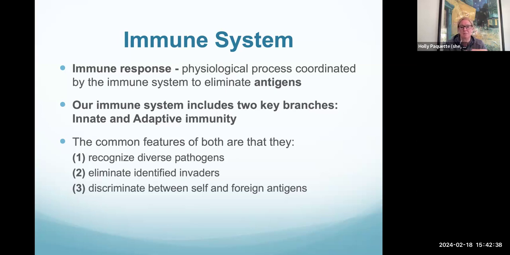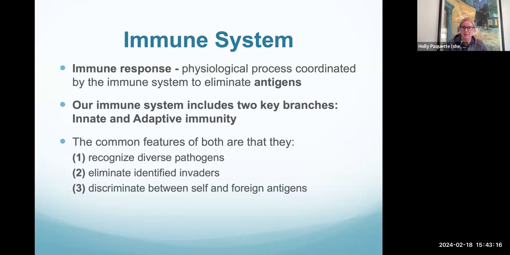And our immune system includes 2 key branches. In this lecture, I'm going to be talking about the innate immunity, and then in 5.3, I'll talk about the adaptive immunity. It is important to remember that both of these branches have the same goals. Number 1, they want to recognize diverse pathogens, so regardless of whether it's a virus, a bacteria, or some sort of parasitic worm, we want to be able to recognize that. Number 2, to eliminate those identified invaders.